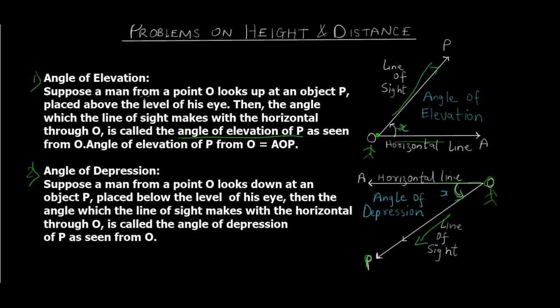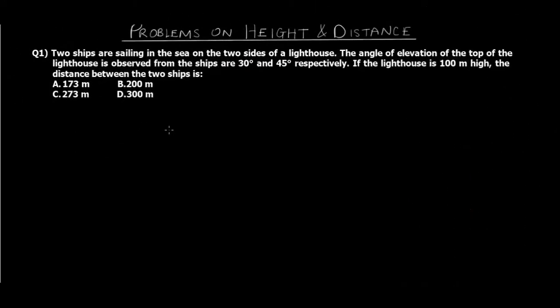So with that being said, let's start with the actual numericals now. We'll solve 5 different variations. So here's question number 1. We have 2 ships sailing in the sea on 2 sides of a lighthouse.